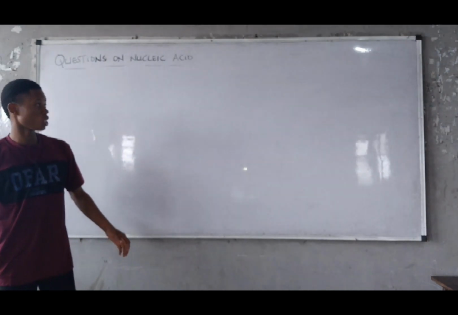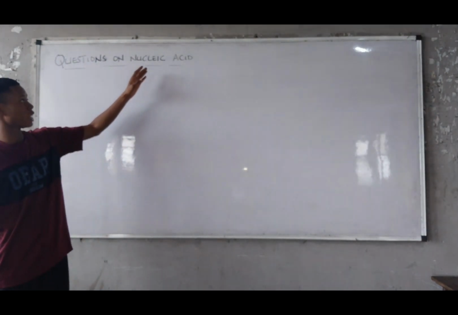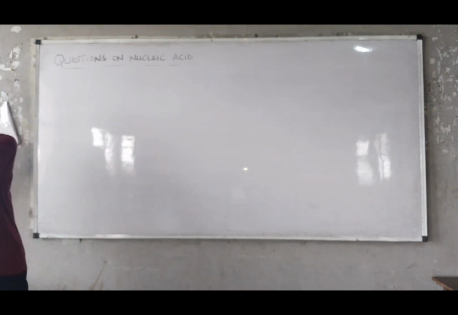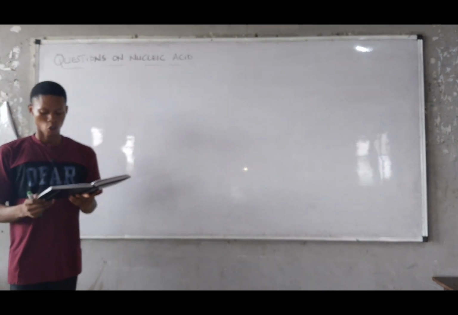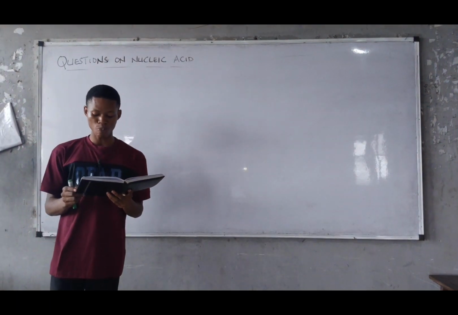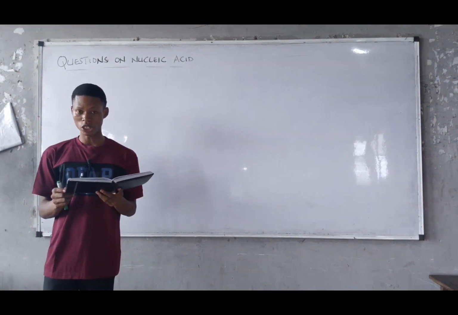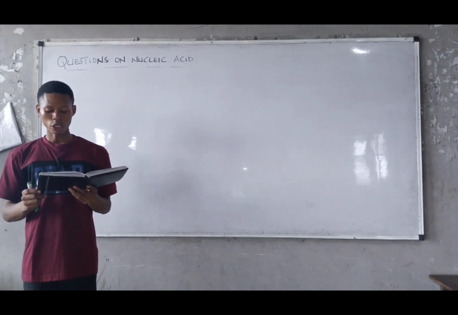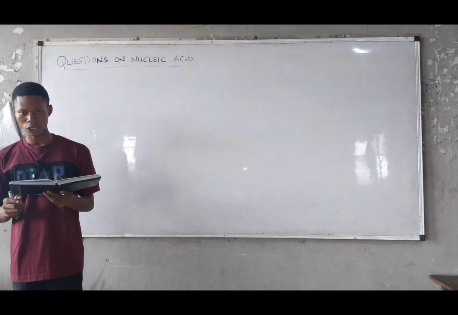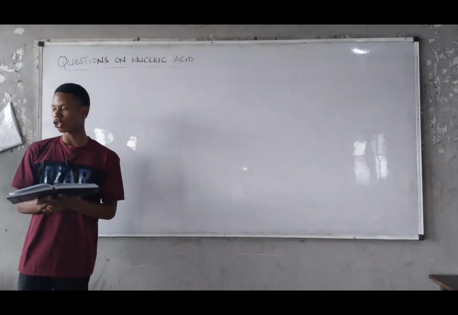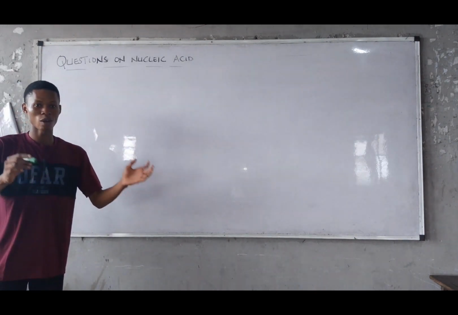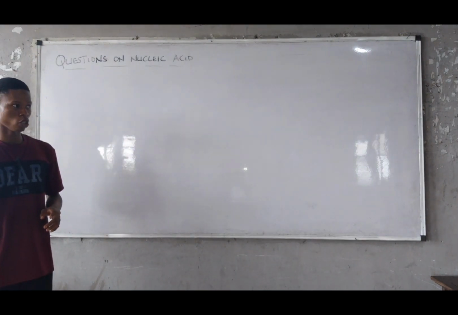Alright, so we are going to take some questions on nucleic acid. The first question says, with the aid of diagram only, differentiate between the purine and pyrimidine ring structure. I'll take that again. With the aid of diagram only, differentiate between the purine and pyrimidine ring structure. Now, that question emphasizes purine and pyrimidine with the aid of diagram only.